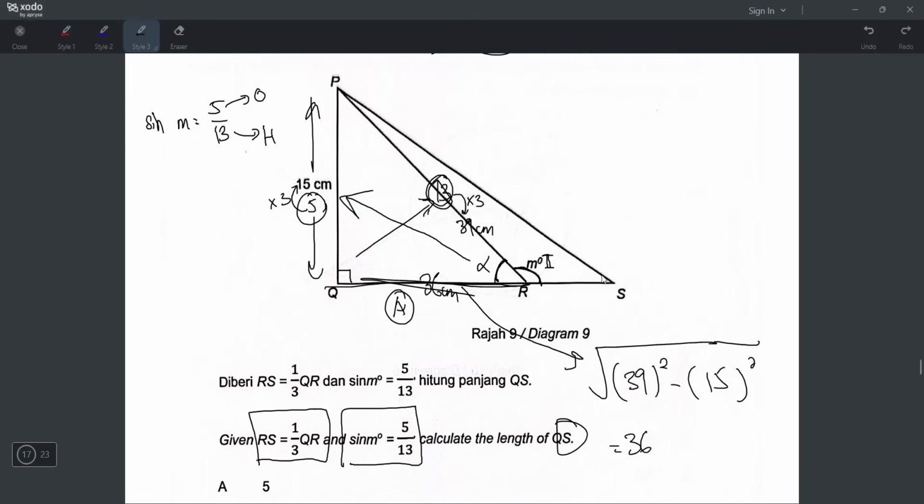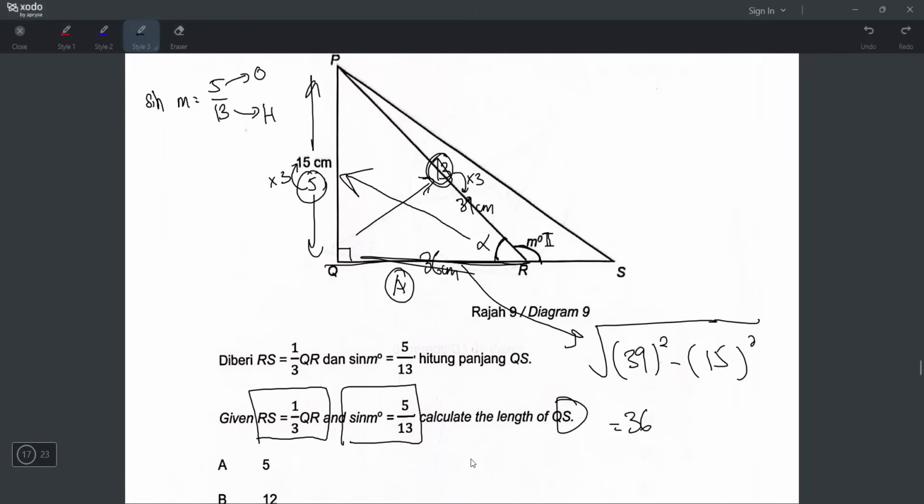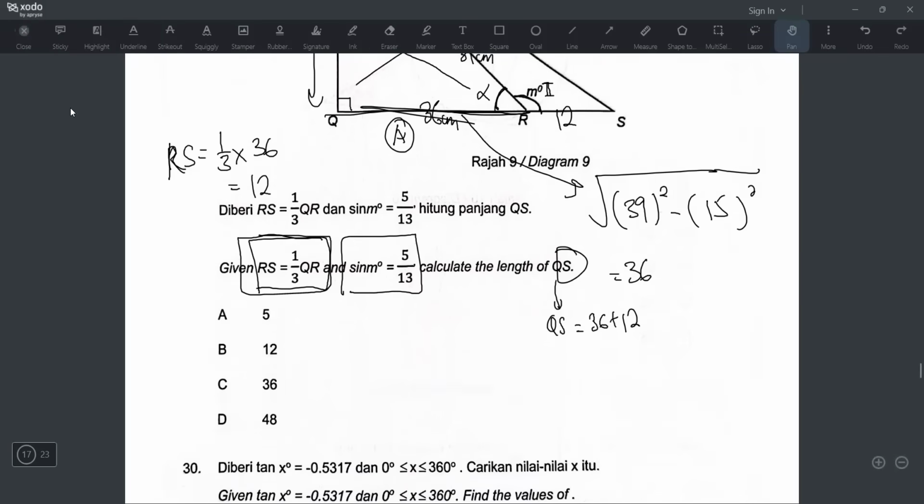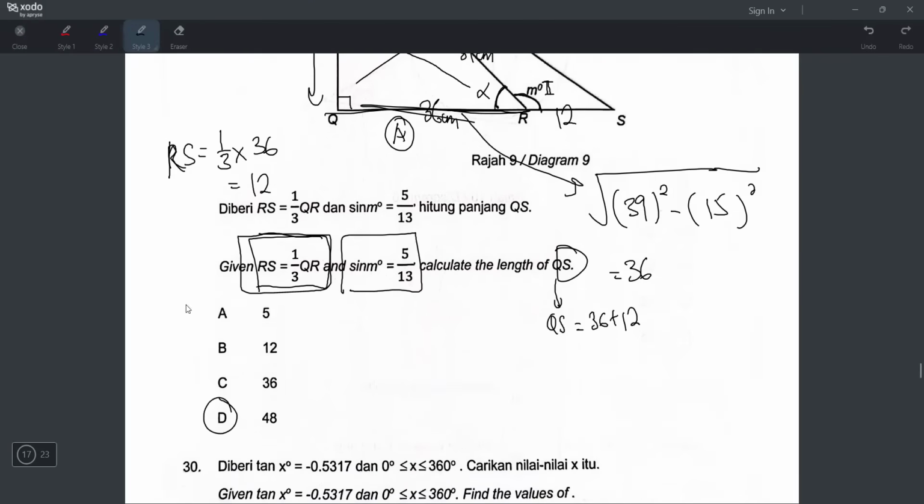The 36 cm has to be added to RS, right? Because they ask for QS. But how? You forgot already. Just now they gave you one piece of information, this one, you remember? Just now I said I cannot use this information first because I don't have the RS and QR lengths. But now it's different. I already have my QR, so I can put it inside. RS equals 1/3 times QR, which is 36. Press this, you will get 12. That means this is 12. Now what is your QS? 36 plus 12. So the answer is 48. That's all.